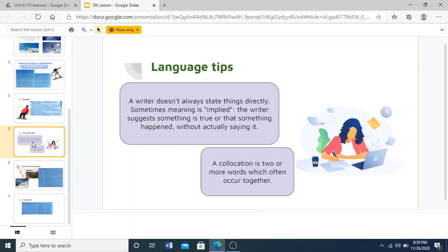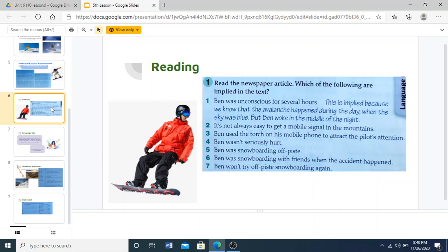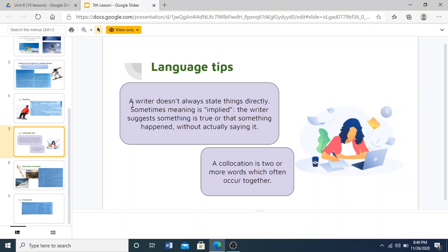Okay, so quickly, let us discuss what implying means. When you say something is implied, let's talk about what it means. A writer doesn't always state things directly. Sometimes meaning is implied. This means that the writer suggests something is true or that something happened without actually saying it. This is what implied means.